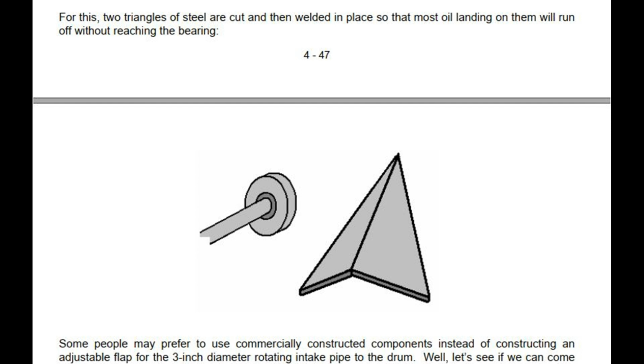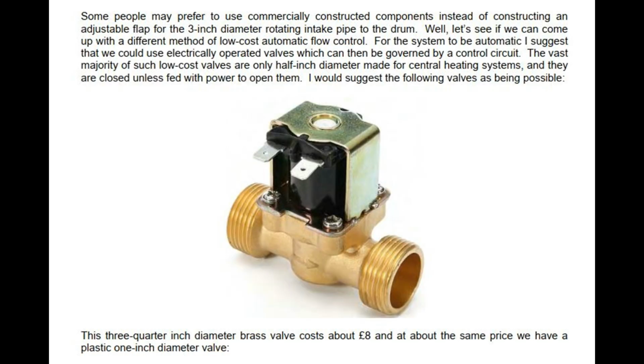Some people may prefer to use commercially constructed components instead of constructing an adjustable flap for the 3-inch diameter rotating intake pipe to the drum. Well, let's see if we can come up with a different method of low-cost automatic flow control. For the system to be automatic, I suggest that we could use electrically operated valves which can then be governed by a control circuit. The vast majority of such low-cost valves are only half-inch diameter, made for central heating systems, and they are closed unless fed with power to open them. I would suggest the following valves as being possible.